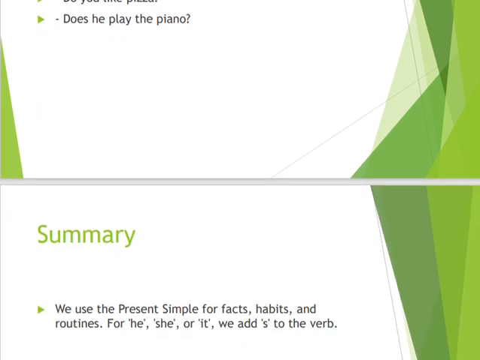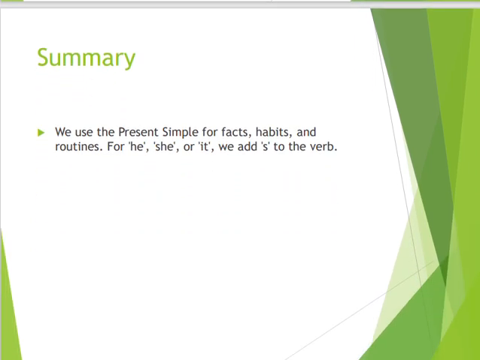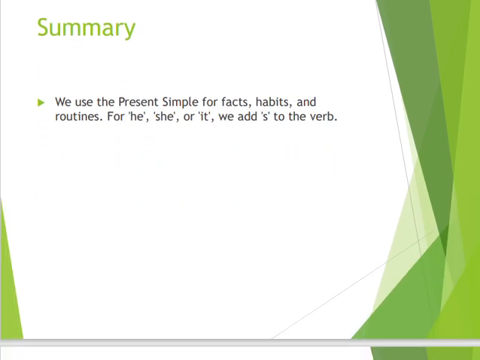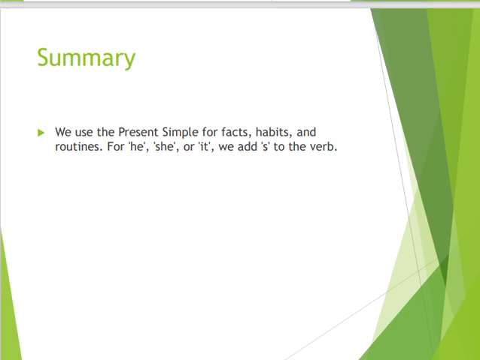So, let's summarize everything we've learned. We use the present simple to talk about facts, habits, and routines. For he, she, and it, we add s to the verb. For negative sentences, we use do not or does not, and for questions, we start with do or does. With this knowledge, you can now confidently use the present simple in your conversations.